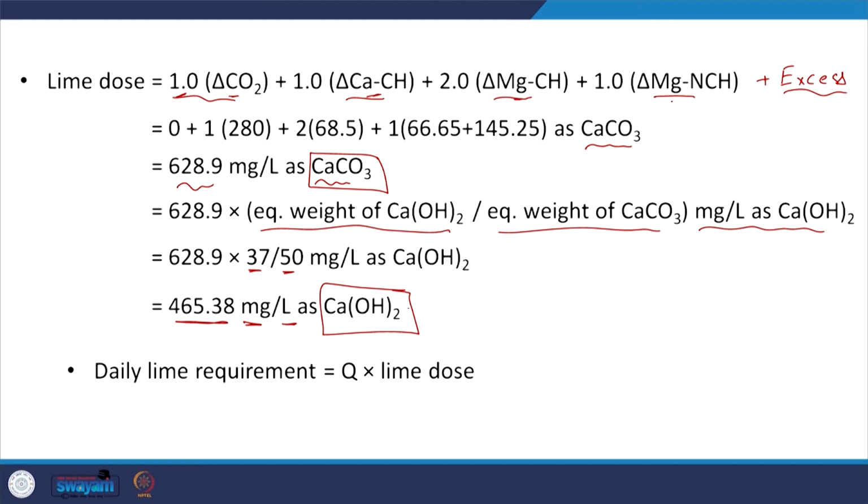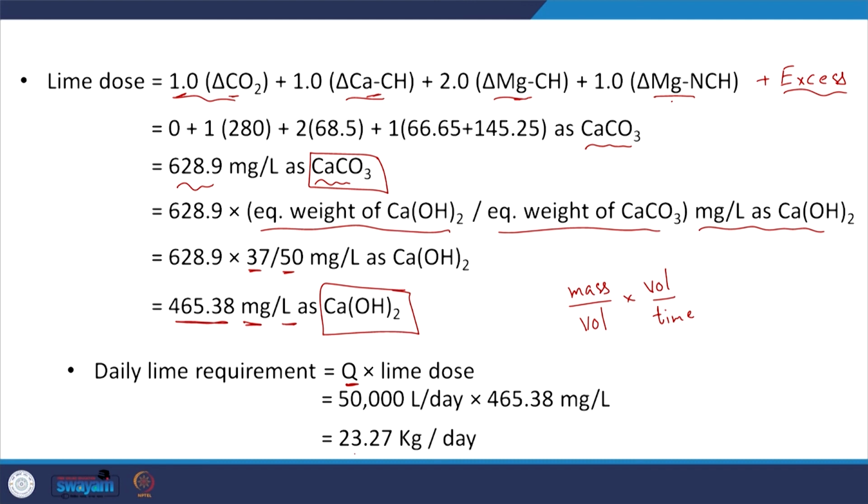Okay, let me finish the daily lime requirement. So this is mass per volume is what I calculated, but I want daily, per time or per day, how much is required. So for that, I will have to multiply that by volume per time, and then I will get mass per time, right. So volume per time is nothing but flow rate. You just have to change the units and such, you know the mass of water and such, you can change that, and that seems to be saying that I need 23.27 kgs of calcium hydroxide or lime per day.